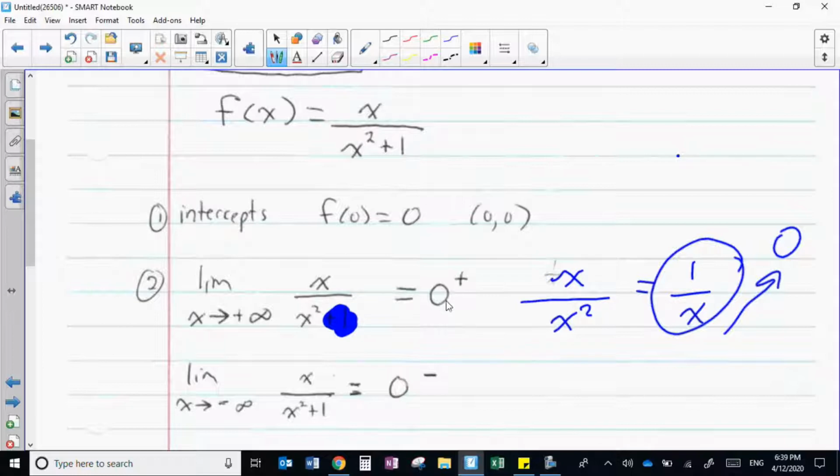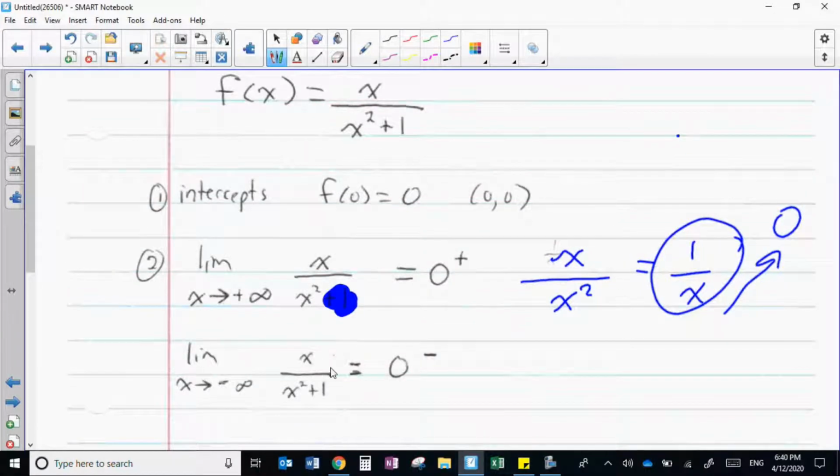Now, the reason it's 0 from above is because 0 is a nice number. If you're above 0, it means you're positive, and if you're below 0, it means you're negative. Well, as you sub in big positive numbers here, obviously you have a positive divided by a positive, which is going to give you a positive number.